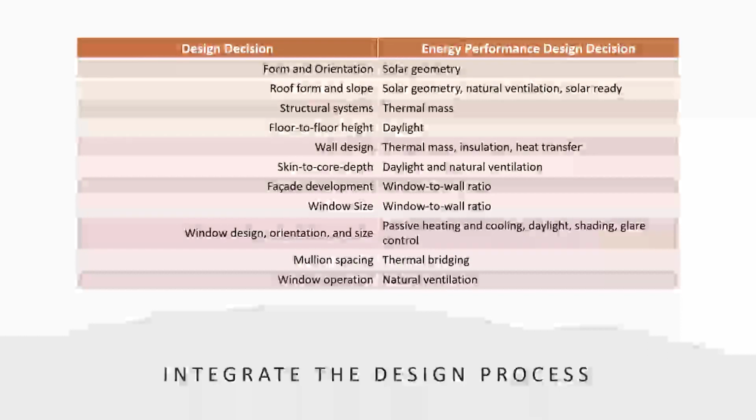And so here's kind of a translation for a design decision. Your formal orientation informs your solar geometry, so photovoltaics, renewable energy, or daylighting design, daylight harvesting, reducing our kilowatt hours. Roof form and slope, also the same thing, but now natural ventilation, or can it be solar ready? Structural systems, thermal mass, floor to height, daylight, also ventilation, wall design, thermal mass, insulation, heat transfer, window size, window to wall ratio, things like that. So these are the direct correlation of impact. When you make this design decision, you're also making an energy performance design decision. Okay, so you have to be aware of the two and how they're linked.